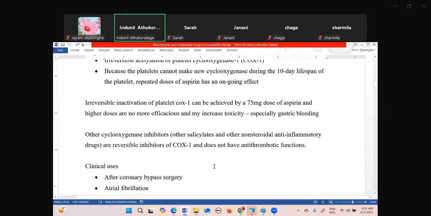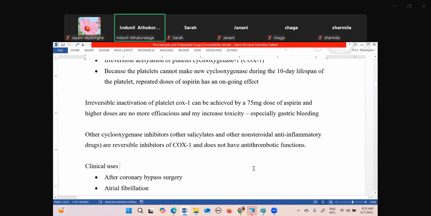Other cyclooxygenase inhibitors like other salicylates and other non-steroidal anti-inflammatory drugs are reversible inhibitors of COX-1 and do not have antithrombotic function, right? So they are reversible. We discussed what is the difference between reversible and irreversible. Therefore, they can't achieve a good antiplatelet or antithrombotic activity or function.